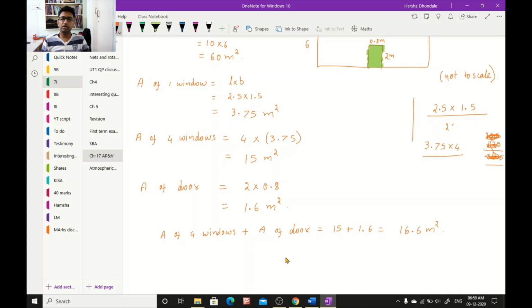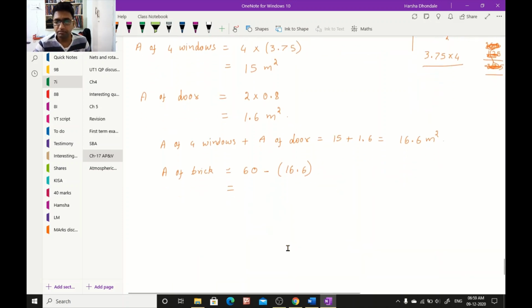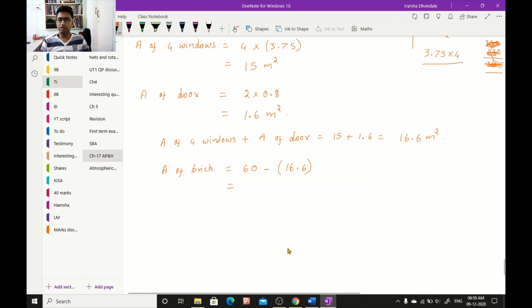And now we want area of brick, the area of the front part that is made up of bricks. That will be the area of the entire front part, which is 60 minus the area of windows and door put together, 16.6. This is equal to, again in the working column you can do 60 minus 16.6.